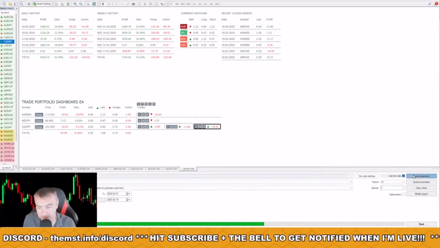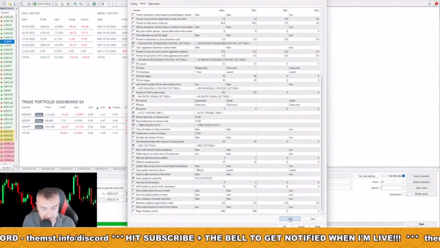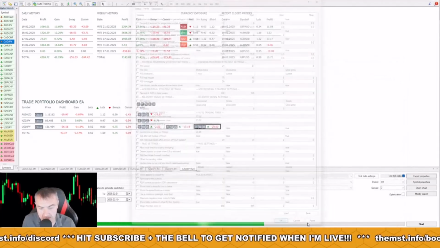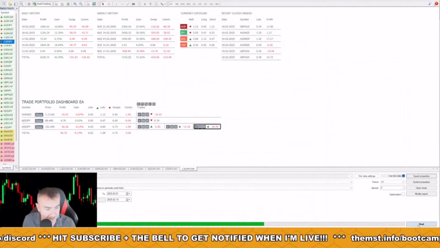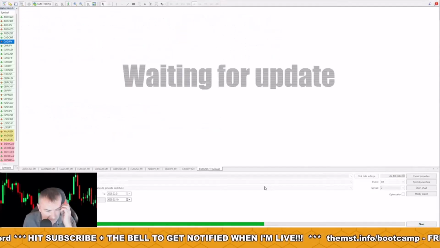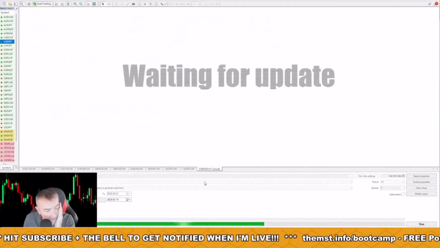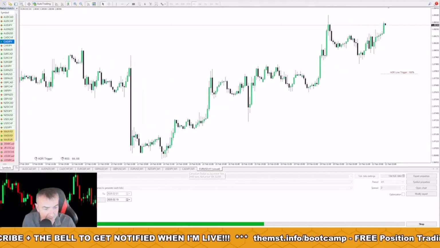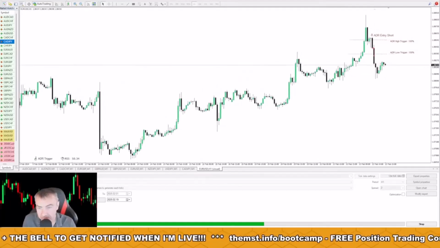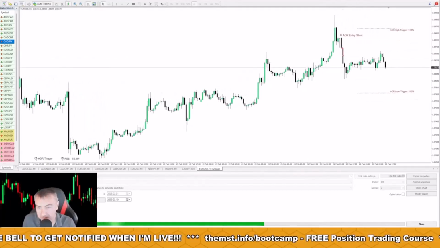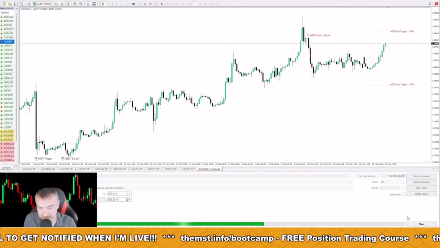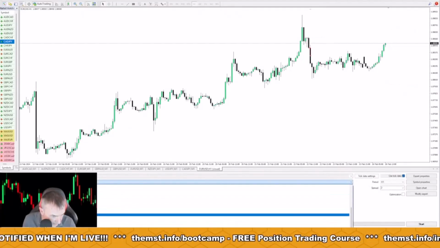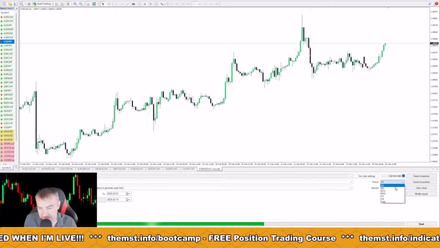This is version 1.9, the old version. Which basically, was it the pound US dollar? Euro US dollar? I can't remember what currency I was testing on. No, I think it was pound US dollar. Hang on, let me switch over to pound US. And it was on a low time frame. It was on M5.